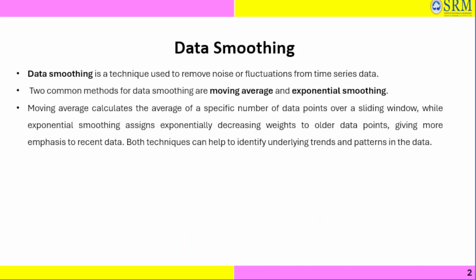First is data smoothing. Data smoothing is a technique used to remove noise or fluctuations from time series data. Two common methods for data smoothing are moving average and exponential smoothing. Moving average calculates the average of a specific number of data points over a sliding window. This technique is particularly useful whenever we want to remove noise or fluctuations from time series data.